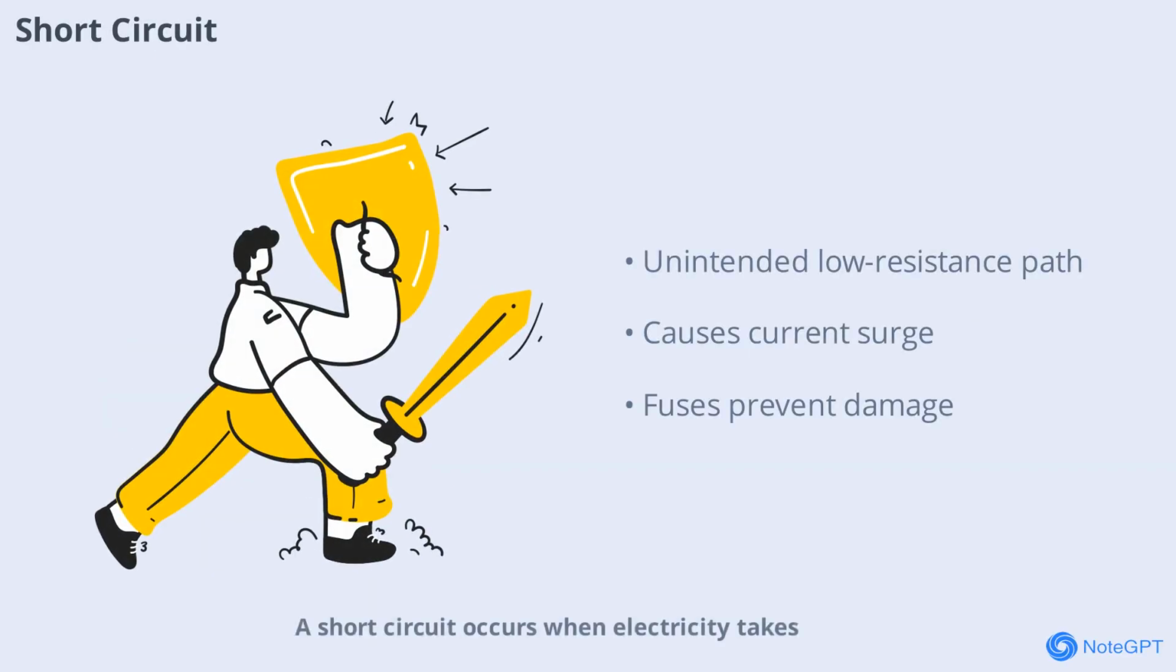Short circuit occurs when electricity takes an unintended path with very low resistance, often bypassing the normal load. This causes a sudden surge of current which can overheat wires and cause fires. Fuses and circuit breakers are designed to detect and stop short circuits, protecting people and property. Recognizing and preventing short circuits is vital for electrical safety.